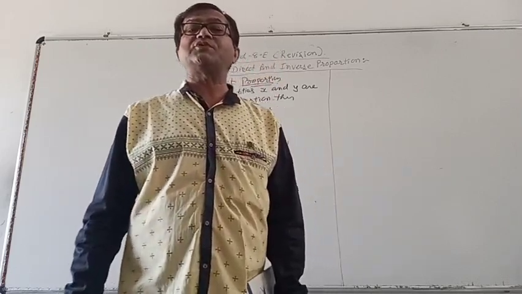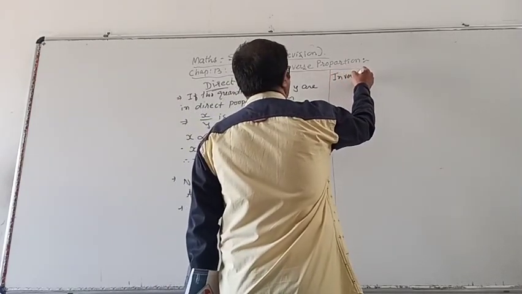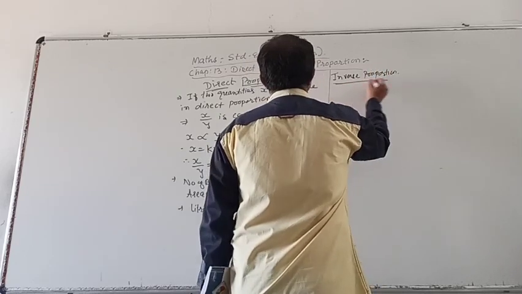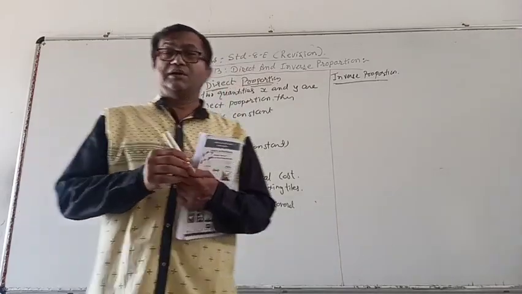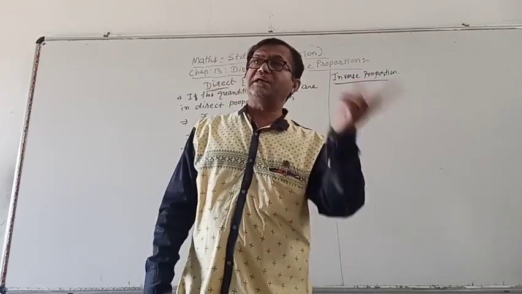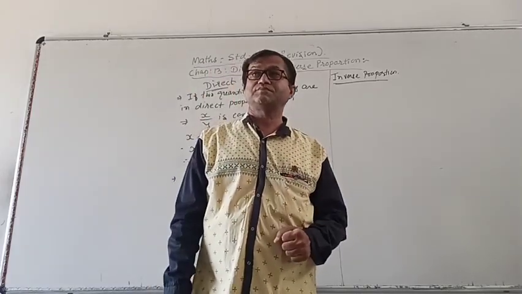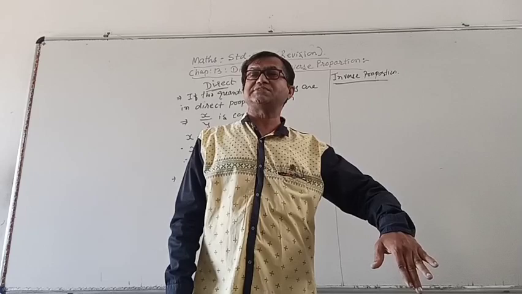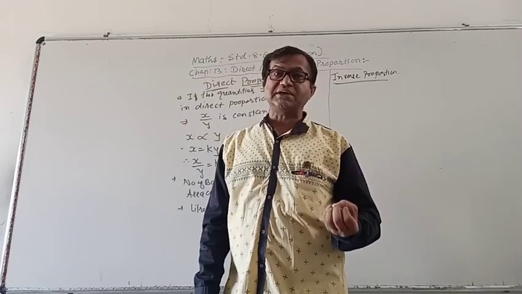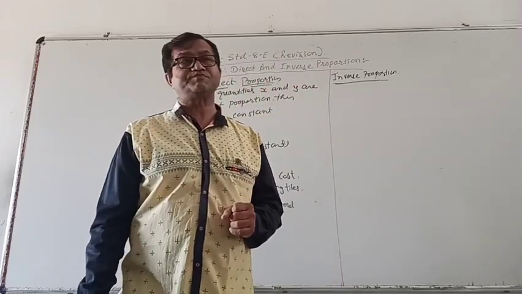Now, the other type of proportion is the inverse proportion. Now, inverse proportion is a little different. In inverse proportion, if the value of one quantity increases, then simultaneously the second quantity will decrease, and if the first quantity decreases, the other quantity will increase. Then we can say that they have the relation of inverse proportion.